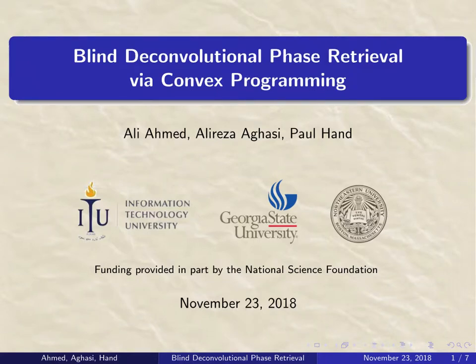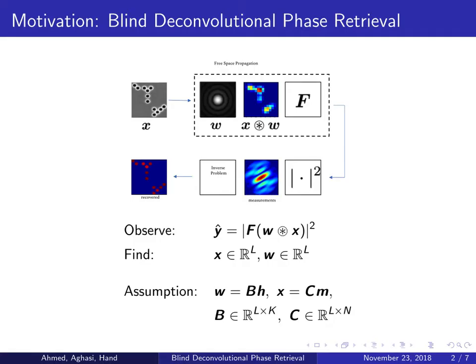We consider the problem of phase retrieval when the signal being imaged is subject to a convolution with an unknown point spread function. Mathematically, the problem is to recover real or complex vectors x and w from the absolute value of the Fourier transform of their circular convolution. We will analyze the real-valued case, though the method extends to the complex case.